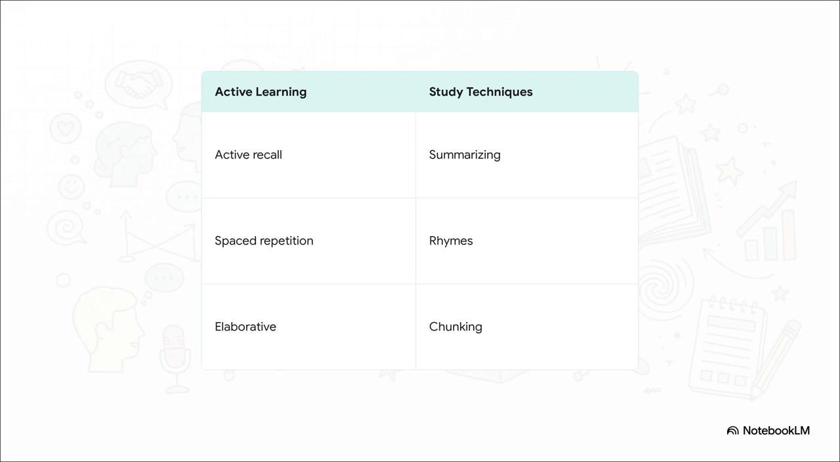Under active learning, we have active recall, testing yourself, spaced repetition, reviewing at intervals instead of cramming, and elaborative rehearsal, linking new info to stuff you already know. Combine those with effective study techniques like summarizing in your own words, using patterns or rhymes, and chunking, which is breaking massive volumes of work into small, manageable parts.